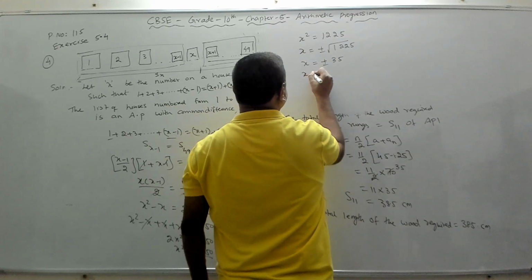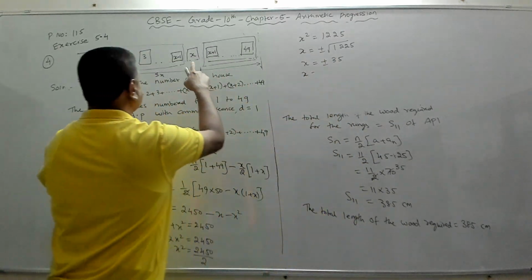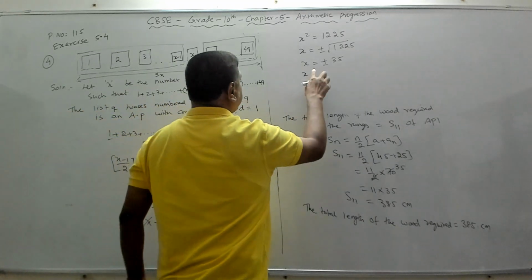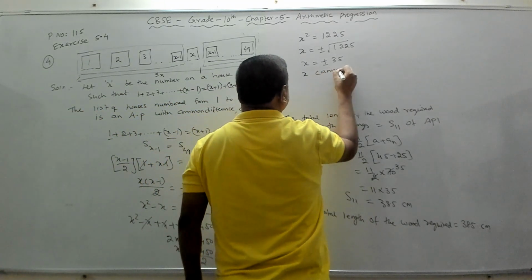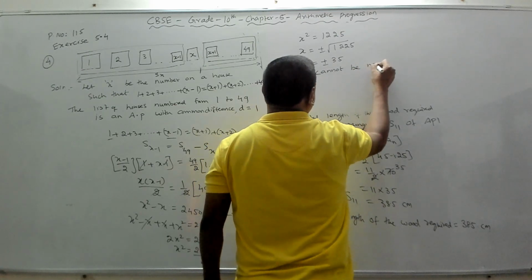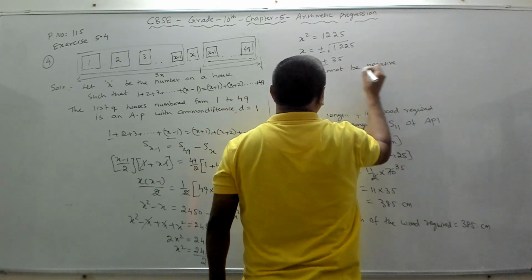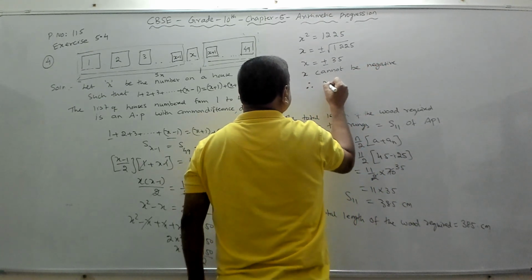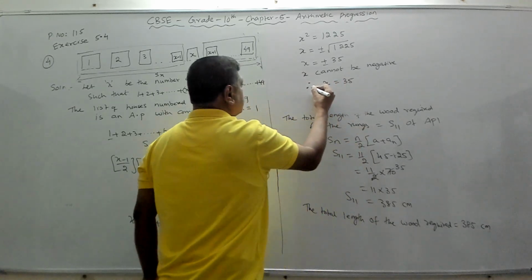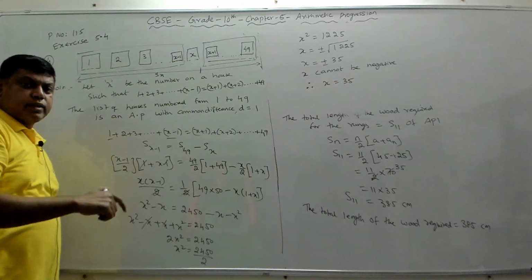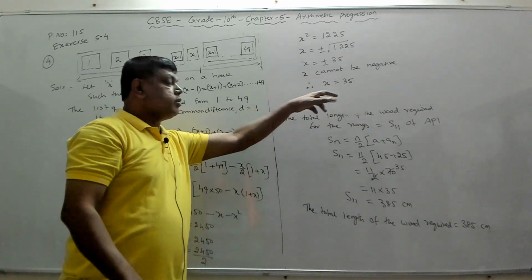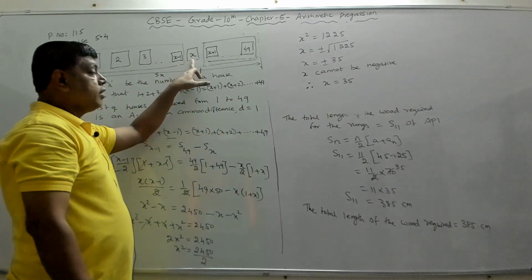So your x is, and x cannot be negative because x is between 1 and 49. So x cannot be negative. Therefore our x is equal to 35. So what is the number x? It is 35. So the house number is 35.